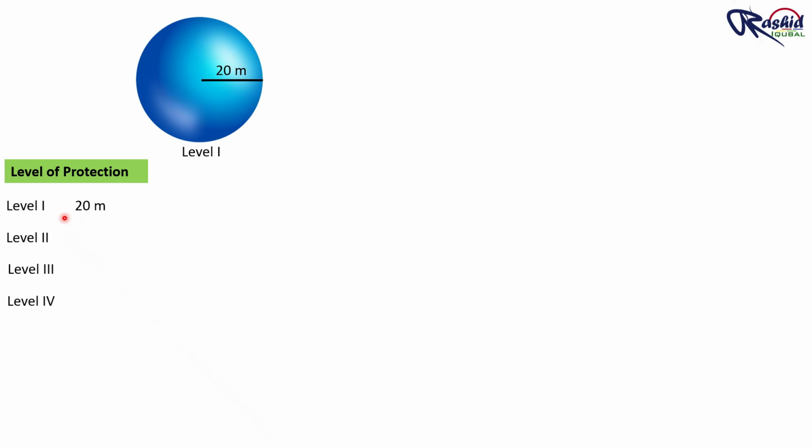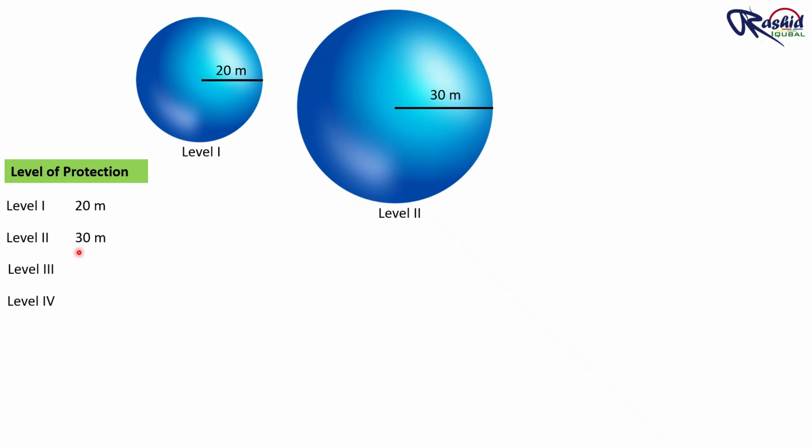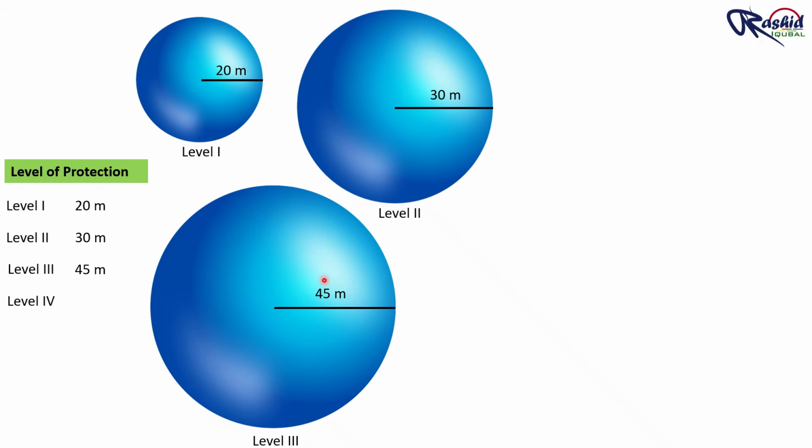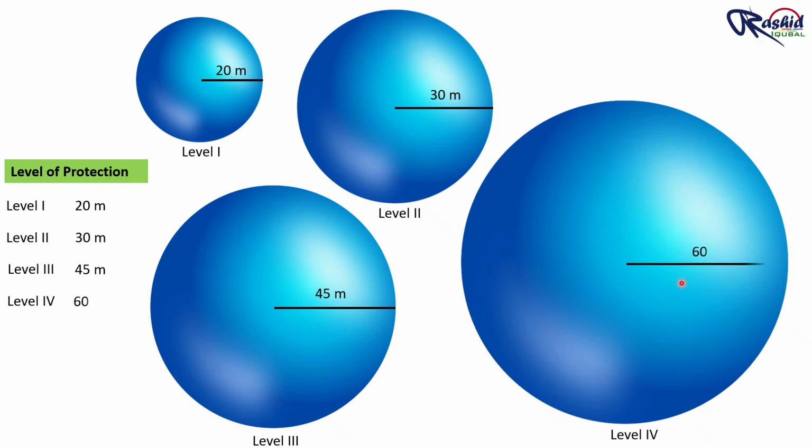Let me explain. Level 1, the radius of the sphere is 20 meters. That is the highest protection, used for very sensitive or dangerous sites. Level 2, radius is 30 meters. Level 3, radius is 45 meters. And level 4, radius is 60 meters. This is the lowest protection, used for normal buildings.